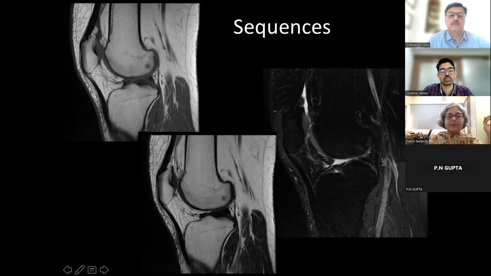When you look at the T1 weighted image, the fat is bright. You can see the subcutaneous fat and the fatty marrow are all bright. This is the joint fluid here. All these are the same patient. This bit of joint fluid here is dark.